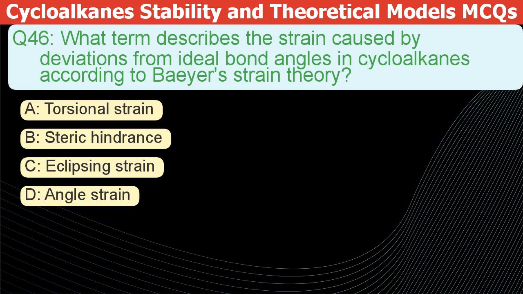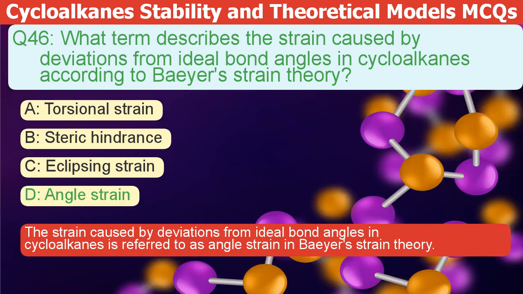What term describes the strain caused by deviations from ideal bond angles in cycloalkanes, according to Bayer's strain theory? A. Torsional strain. B. Steric hindrance. C. Eclipsing strain. D. Angle strain. The correct answer is D. The strain caused by deviations from ideal bond angles in cycloalkanes is referred to as angle strain in Bayer's strain theory.